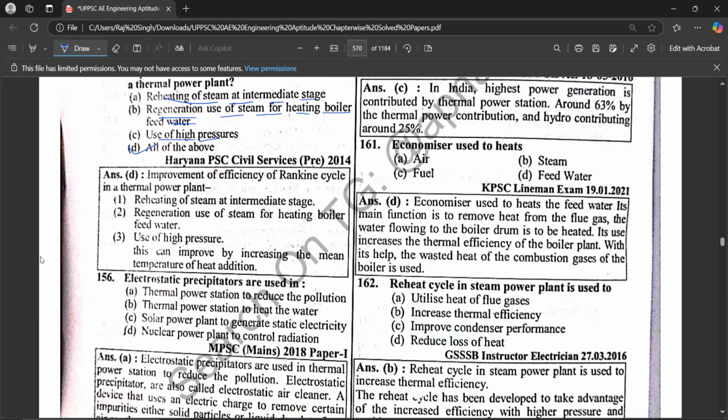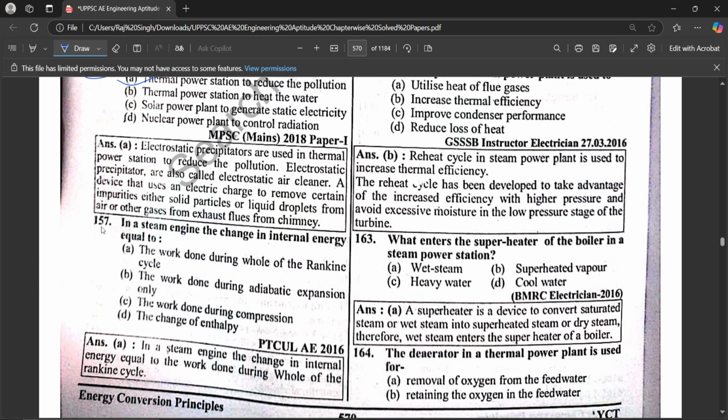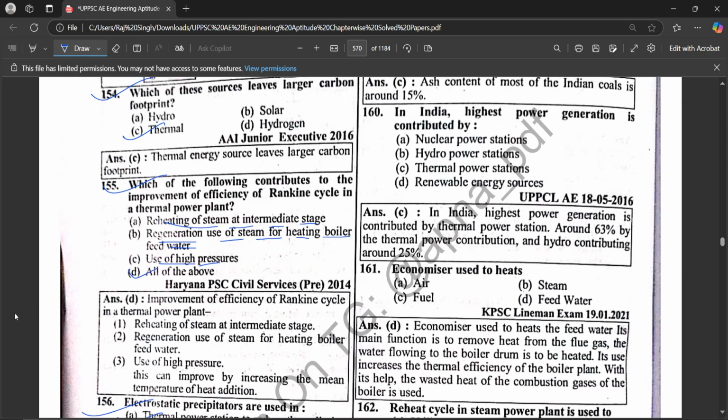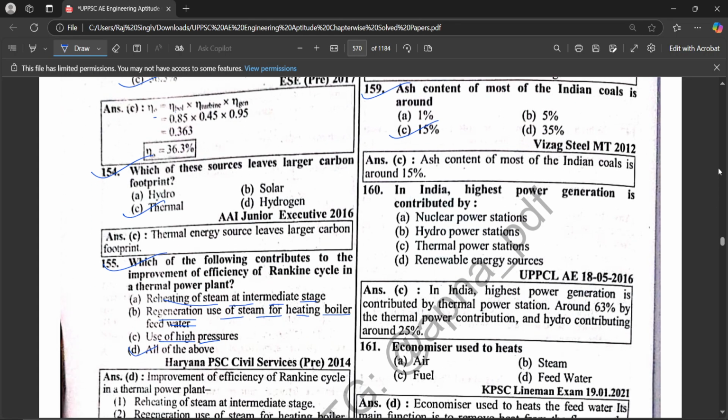reheating the steam at intermediate stage, regeneration, use of steam for heating boiler feed water, use of high pressure. Next, electrostatic precipitators are used in thermal power stations to reduce pollution. In a steam engine, the change in internal energy is equal to the work done during the whole of the Rankine cycle. The heating value of coal is approximately 5000 to 6500 calories per kg. Most Indian coals contain ash of around 15%.